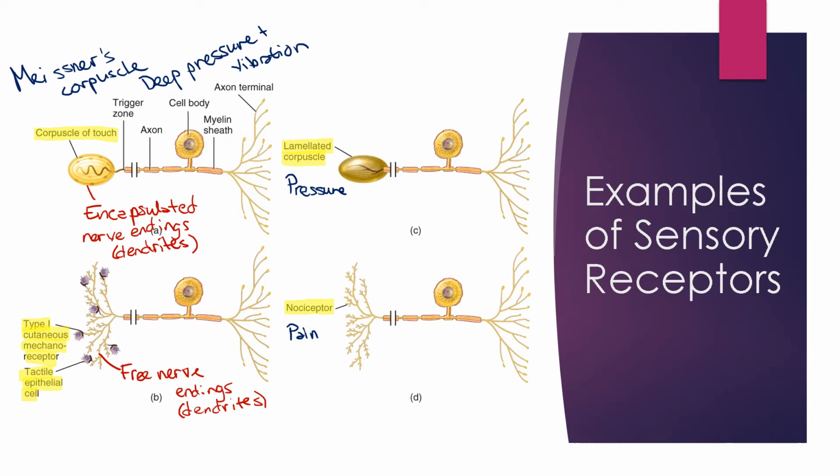And these type 1 cutaneous mechanoreceptors will detect more shallow kind of touch, pressure, and vibration, or fine touch.